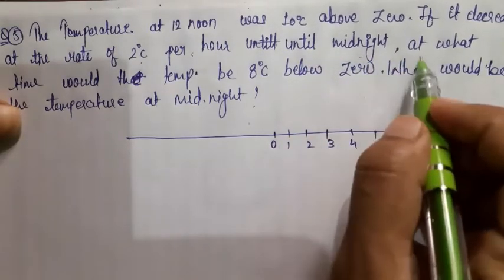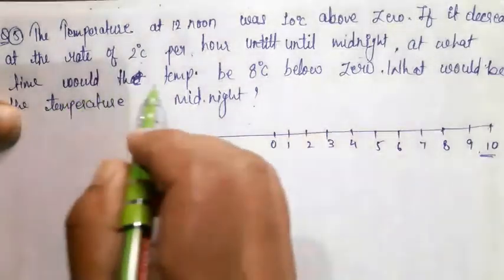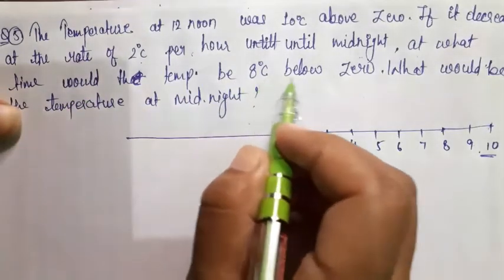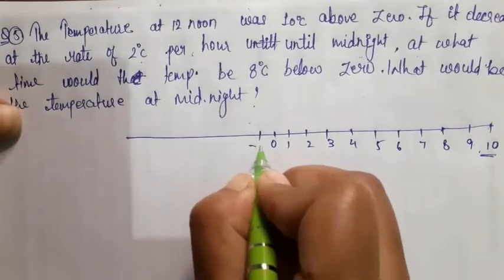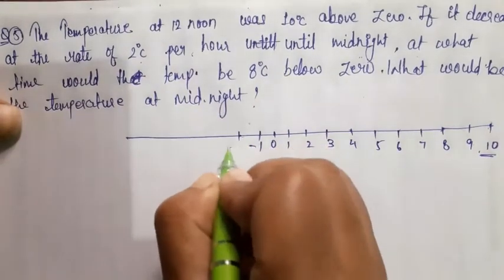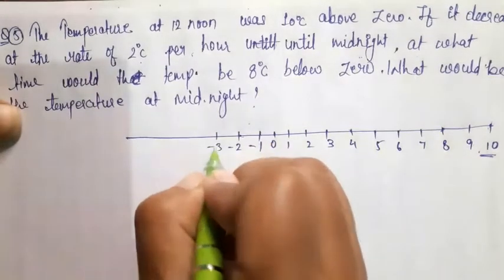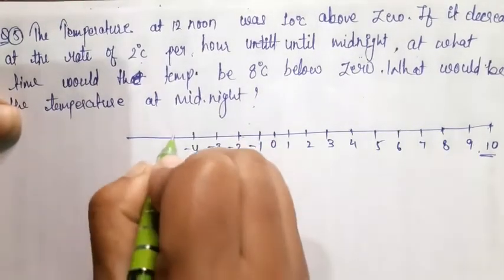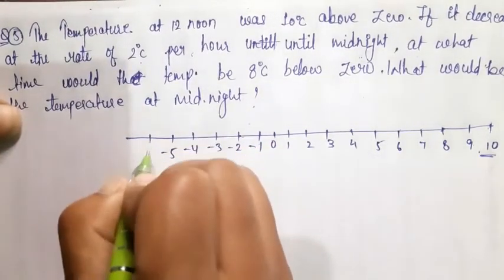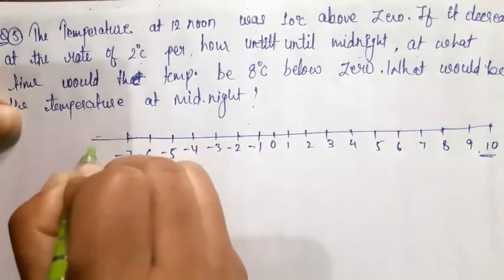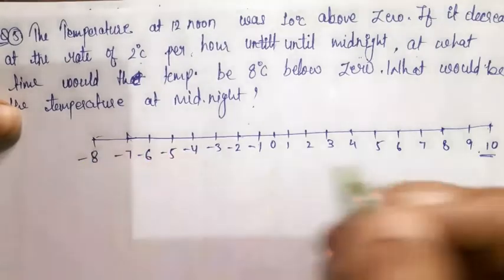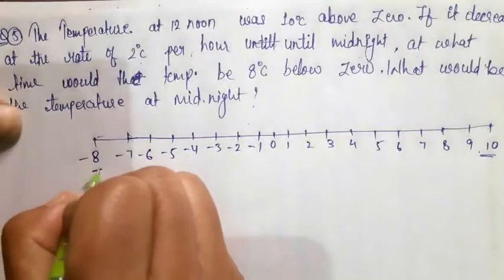Midnight means 12 o'clock. At what time would the temperature be 8 degrees Celsius below 0? Below 0 means the value is negative. Here -1, -2, -3, -4, -5, -6, -7 and here -8. It means we reached that temperature.